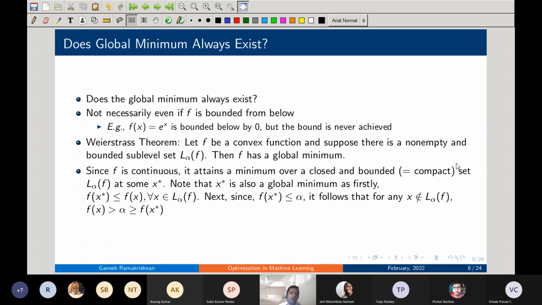So then the global minimum, does it always exist? That's where I had left off our discussion in the last class. I said it'd be nice for you to think a little more on this front. I gave this example of e raised to x. Now e raised to x is convex, and it's bounded from below, but the bound is never achieved. The bound is 0, but it's never achieved. This curve here.